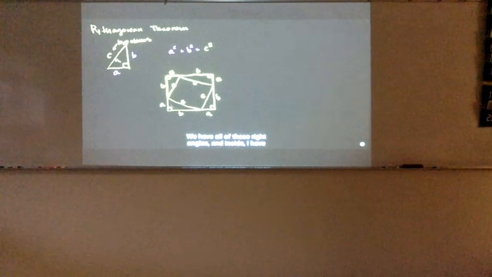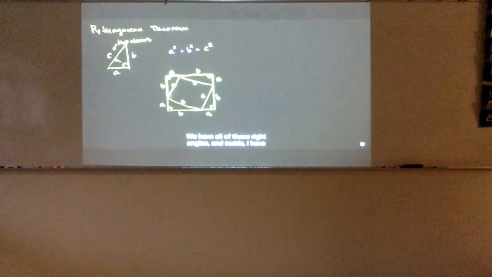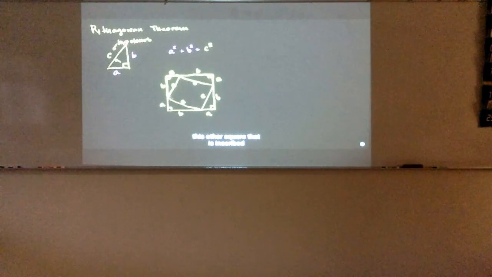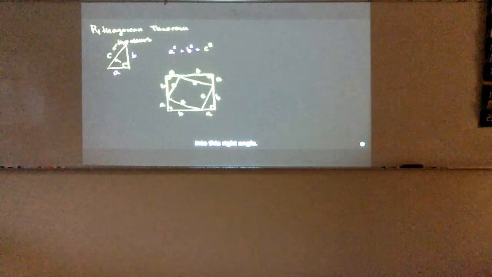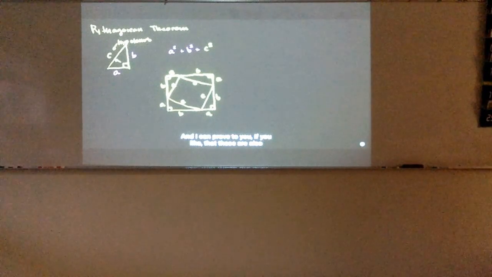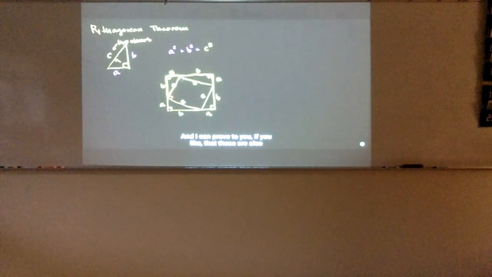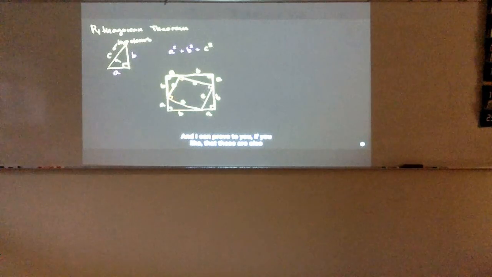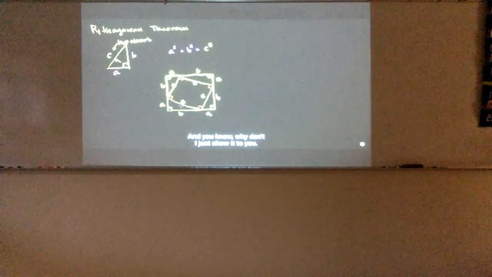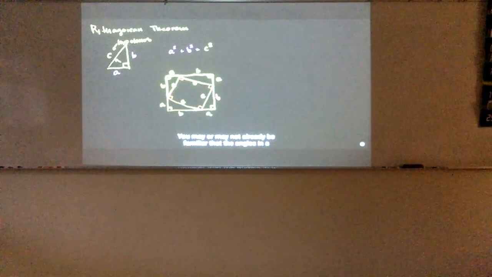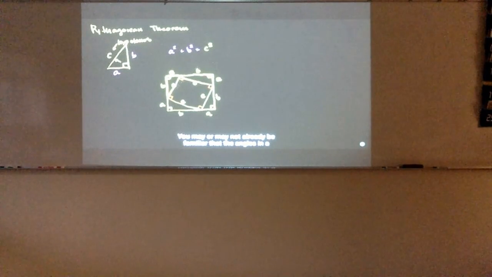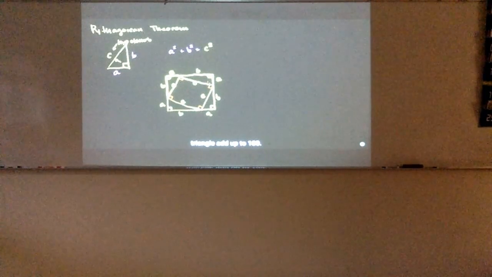We have all of these right angles, and inside I have this other square that is inscribed into this right angle. I can prove to you, if you like, that these are also right angles. And why don't I just show it to you? You may or may not already know that the angles in a triangle add up to 180.